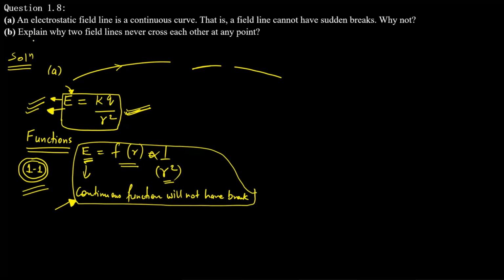Okay, now we come to the next part. Explain why two field lines will never intersect each other. इसको वैसे तो हमने आपको जवाब दे दिया है, फिर से I am repeating this.